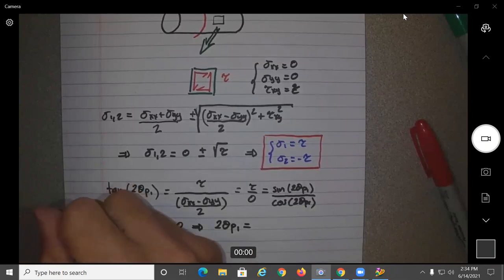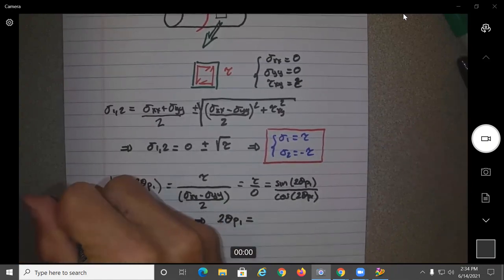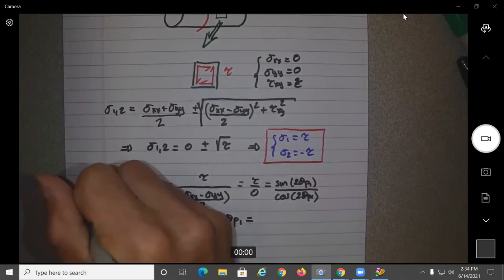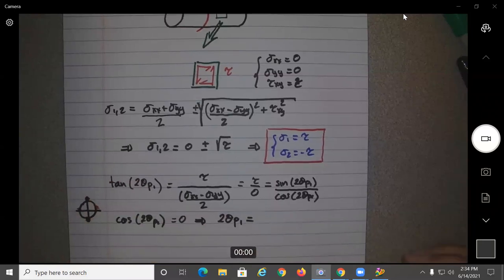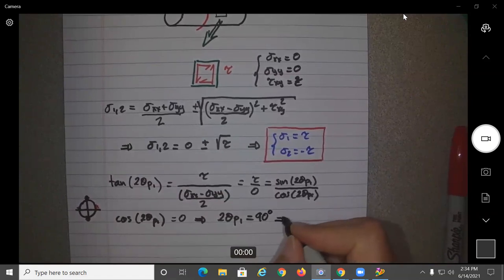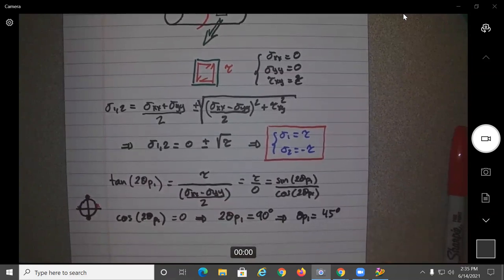You have a circle. Where is the cosine zero? Here and here. Sorry, yes, you're right, it's at the top and bottom. So what will this give you for the angle then? This should be equal, let's say, to 90 degrees, if we go to the top, which will mean, just like you say, that the principal stress will occur at 45 degrees.